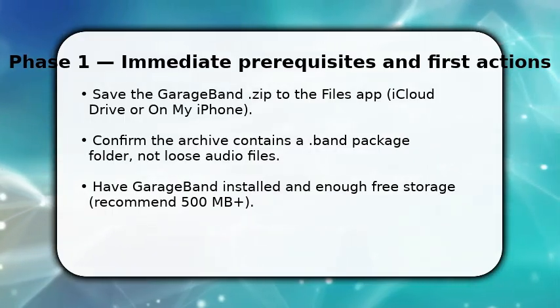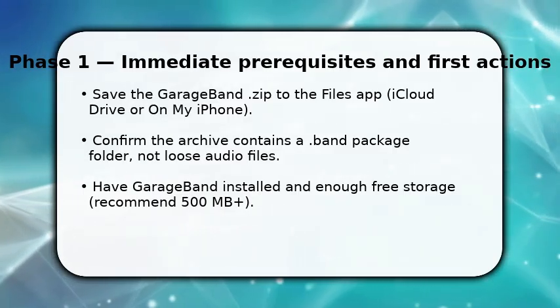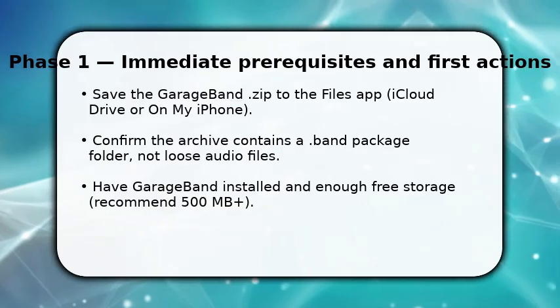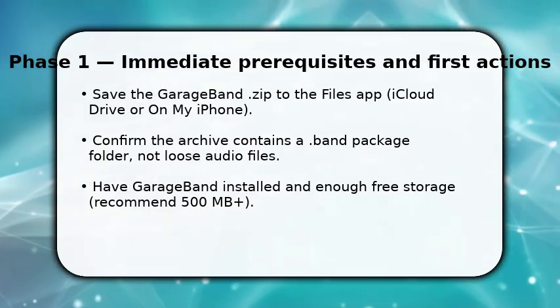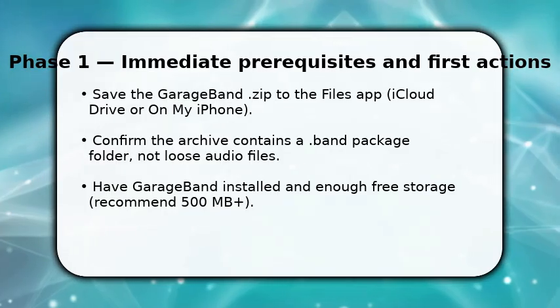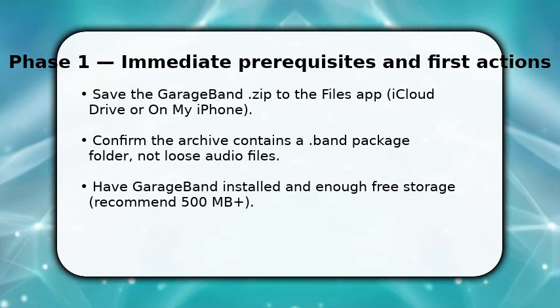Make sure the archive actually contains a .band package folder because GarageBand needs that package structure. Otherwise, you'll only see raw audio. Also check storage space now because uncompressing and importing requires free room. Once done, go to that saved zip in Files and get ready to uncompress it.